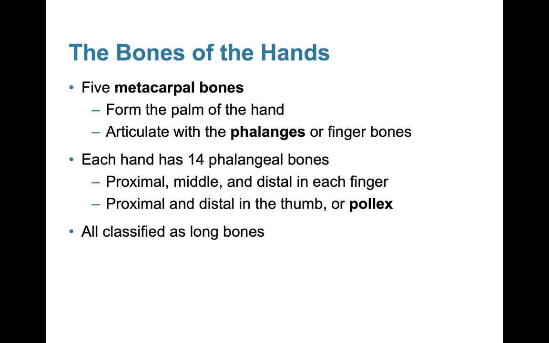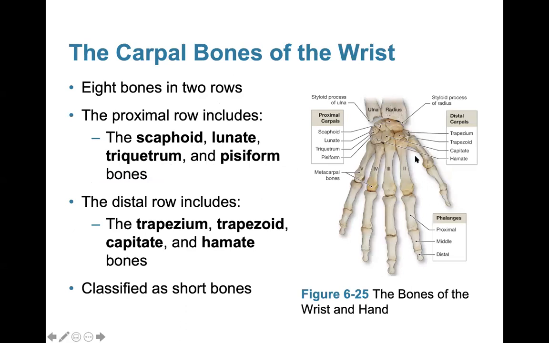And if we go back to that picture, these are our metacarpals, 1, 2, 3, 4, and 5. And then these are your phalanges. This would be proximal, middle, distal. And in the thumb, you have proximal and distal. And there's 14 phalanges or phalanxes.